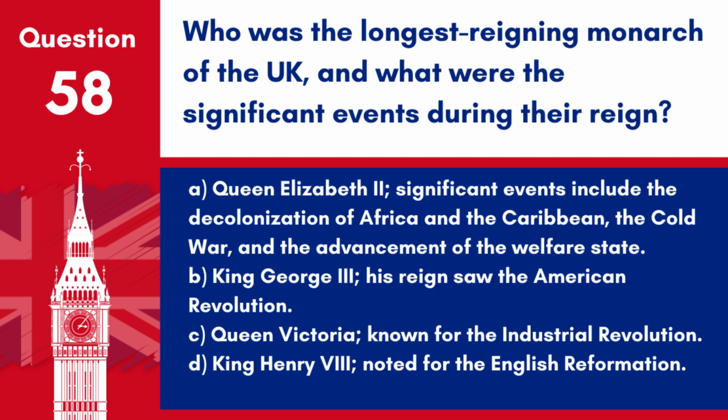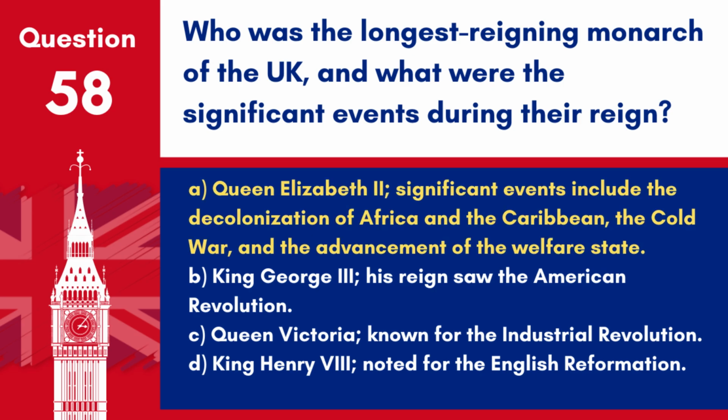Question 58. Who was the longest reigning monarch of the UK, and what were the significant events during their reign? A. Queen Elizabeth II. Significant events include the decolonisation of Africa and the Caribbean, the Cold War, and the advancement of the welfare state. B. King George III. His reign saw the American Revolution. C. Queen Victoria, known for the Industrial Revolution. D. King Henry VIII, noted for the English Reformation.